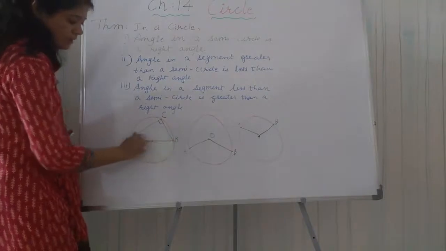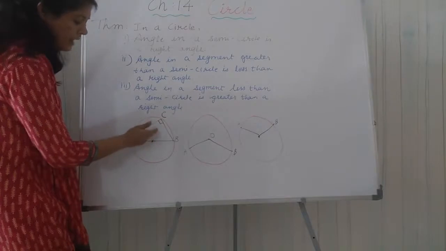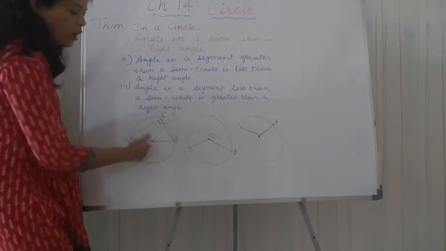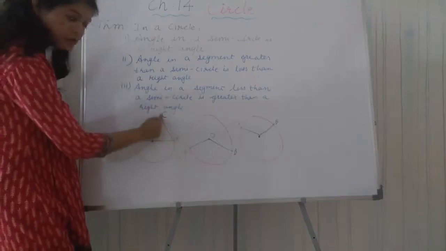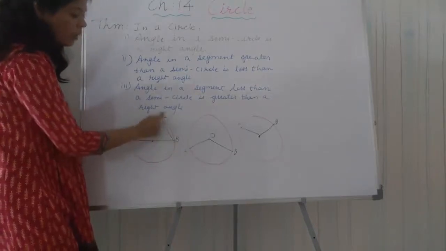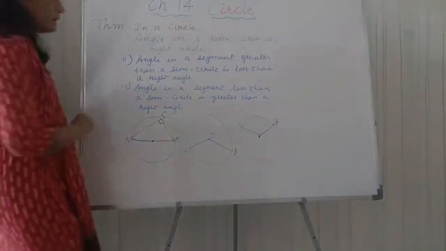This is the diameter. So there are two semicircles formed in the circle, in the upper part or maybe in the lower part. If any angle is formed at the circumference, then it will always be 90 degrees. Remember this.